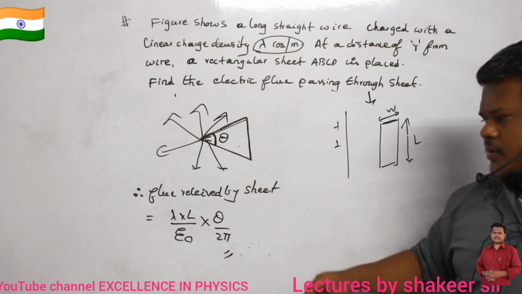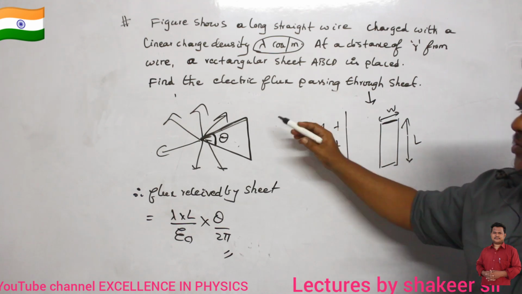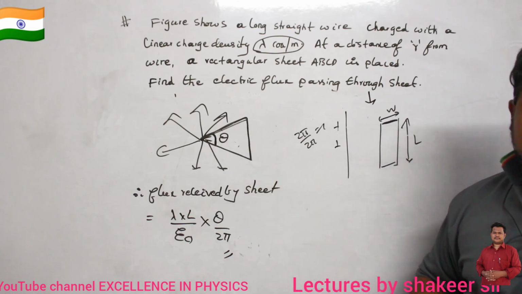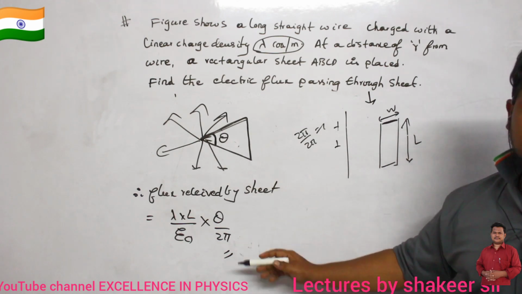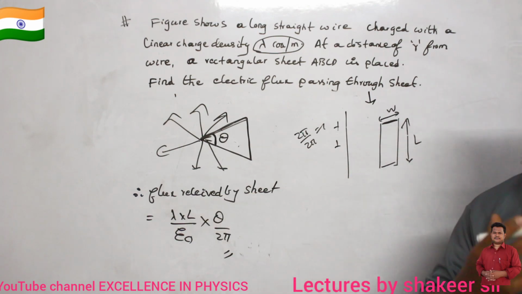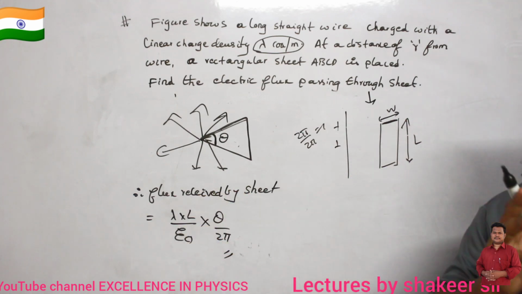If I write 2 pi by 2 pi, that means 1, which means the total flux will enter the sheet. But only a theta value of flux is entering. So theta by 2 pi gives the fractional angle, and the fractional angle multiplied by the total flux gives the fractional flux. Only this much flux I am receiving.